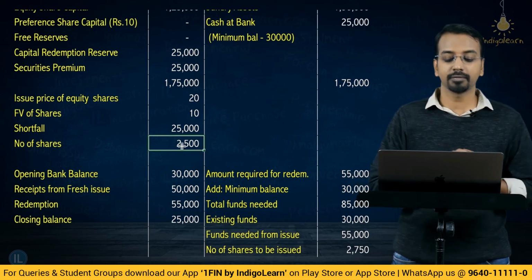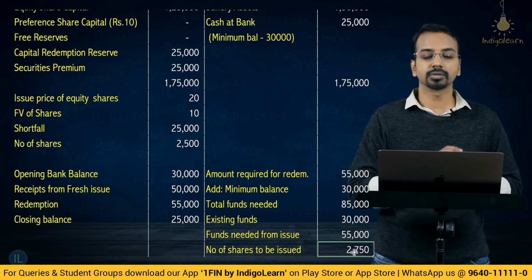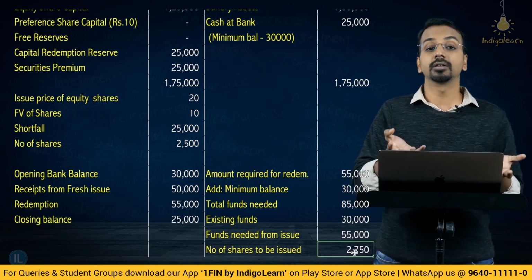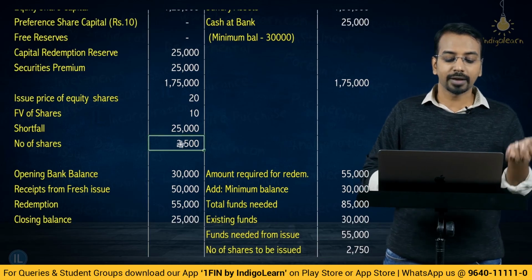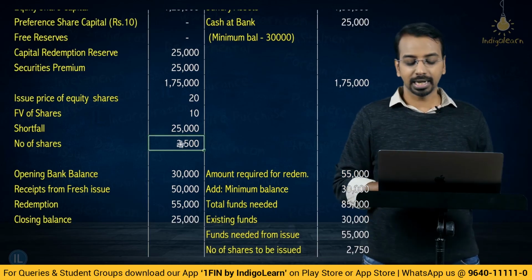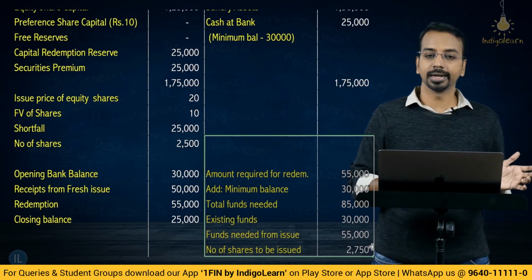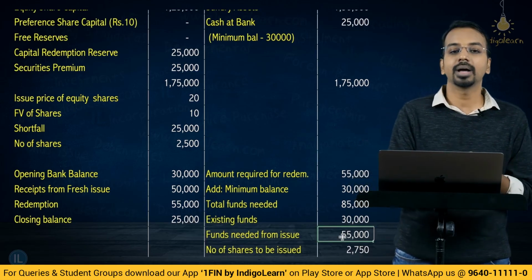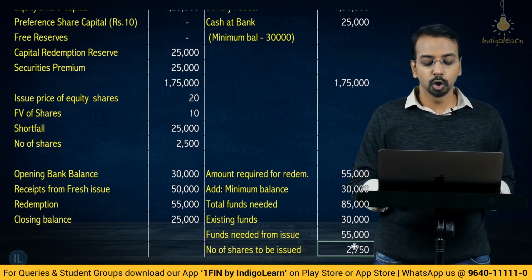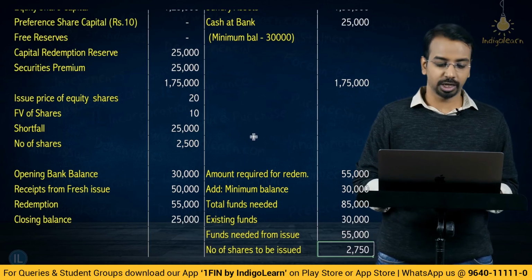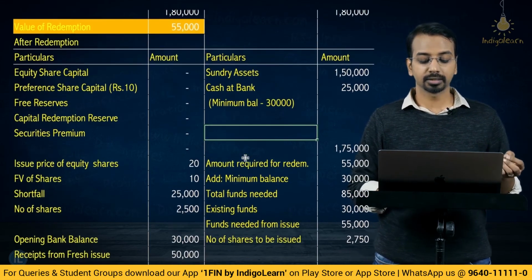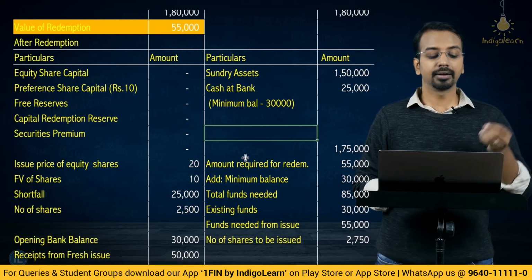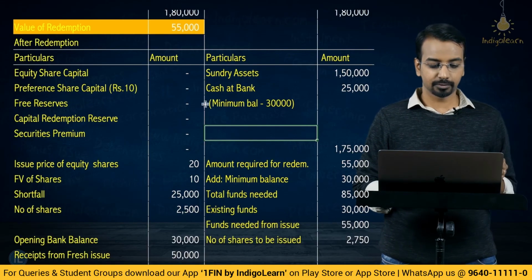Here we had got 2,500 shares. Now, here we have got 2,750 shares. You will have to issue higher of these two. If by issuing 2,500 shares, your minimum bank balance was maintained, then this computation was not needed. But because bank balance is not sufficient, now we have to issue 2,750 shares. Now, coming to how the balance sheet looks like after issuing these 2,750 shares and redeeming the preference shares, let's have a look at it.